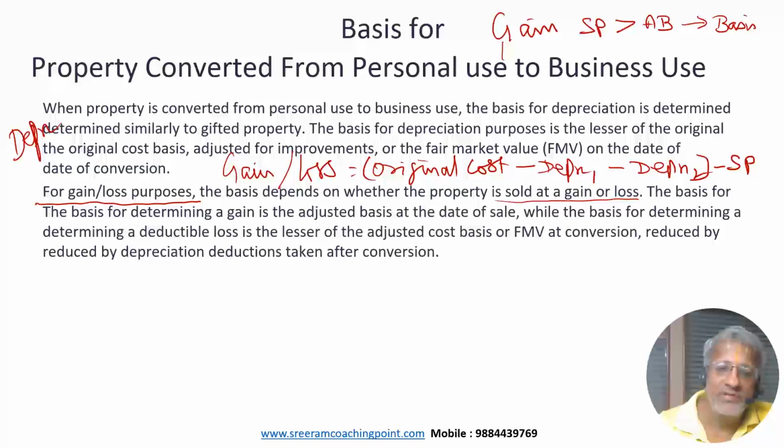If it results in loss, where the selling price is less than the adjusted basis as we have computed, the basis is different. Different basis.